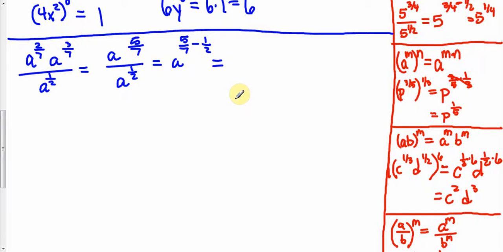So we'll have to get a common denominator. It'll be 14. So that'll be 10/14 minus 7/14. So I believe that the answer is a to the 3/14. Is that what y'all got? Did anybody do it with their calculator? Let me see your calculator. My brain is slow tonight. I know it's right, but we're just going to make sure. Yep, that's right, 3/14.